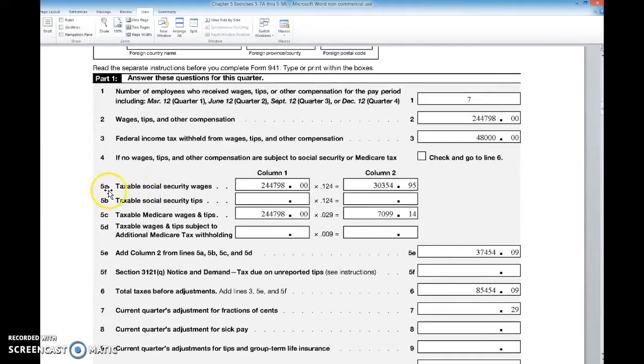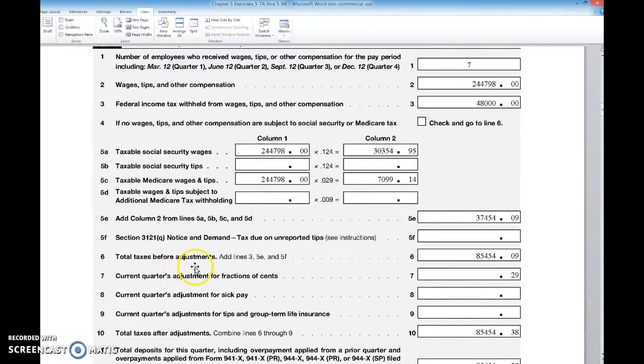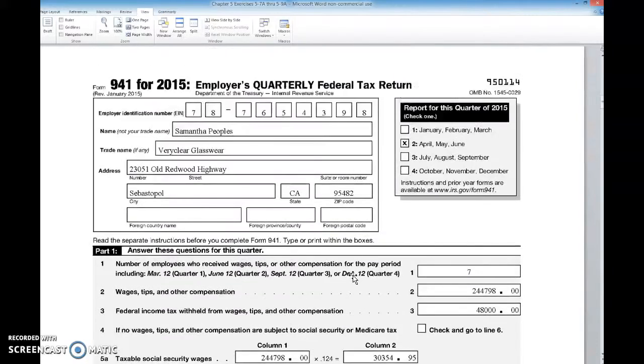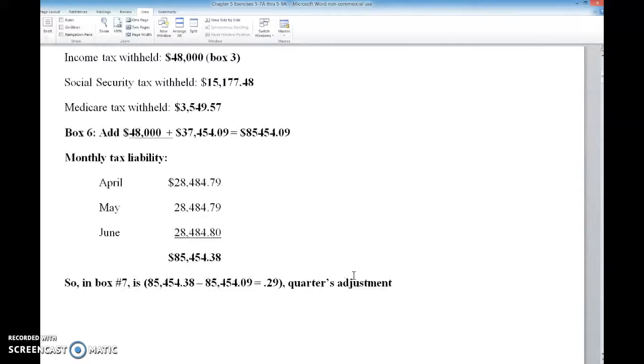Now, as you notice in boxes 5A through 5D, you're going to take the taxable wages of $244,798, multiply it by 0.124, and then for the taxable Medicare wages, we're going to multiply that by 0.029. We're going to add column 2 together to get a total of $37,454.09. Now, our total taxes in line 6 before the adjustments is $85,454.09, and then the current quarter adjustment, where that 29 cents is coming from, I have it up here.